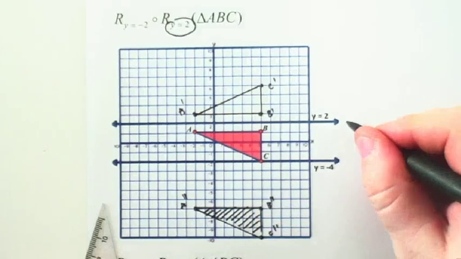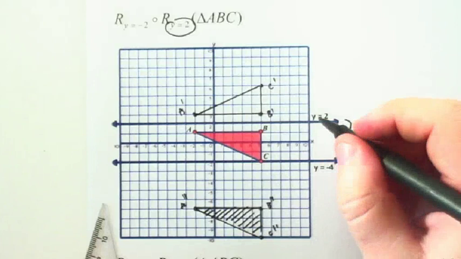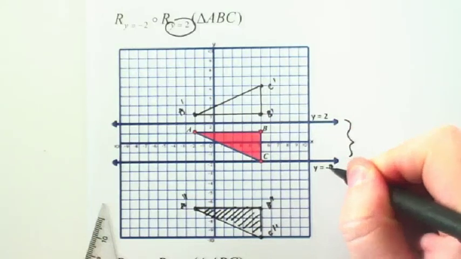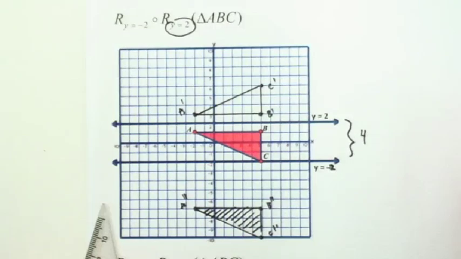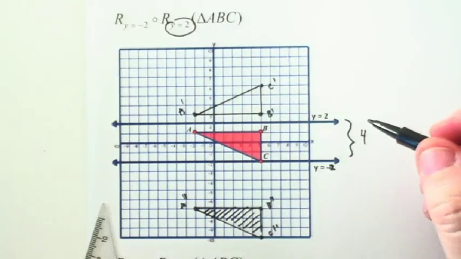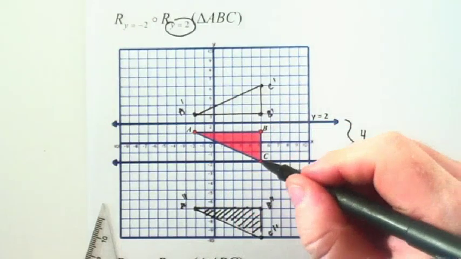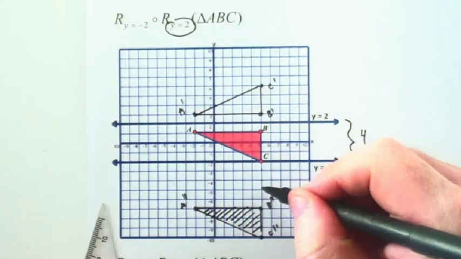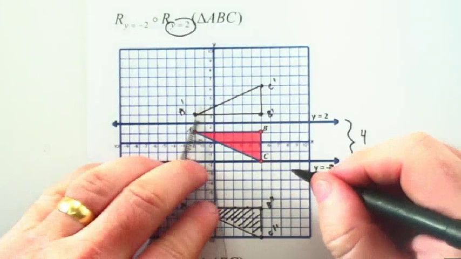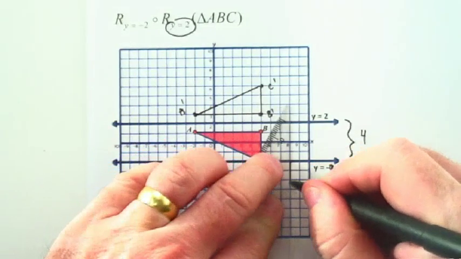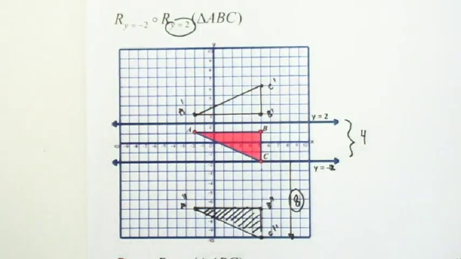Now let's see if we can guess how far the translation is. From y equals 2 to y equals negative 2 is a total distance of 4. Now that should mean that the translated distance will be 8. Let's see if it is. Let's count from C to C prime. 1, 2, 3, 4, 5, 6, 7, 8. Every point, by double reflecting it over that set of lines, went down 8.